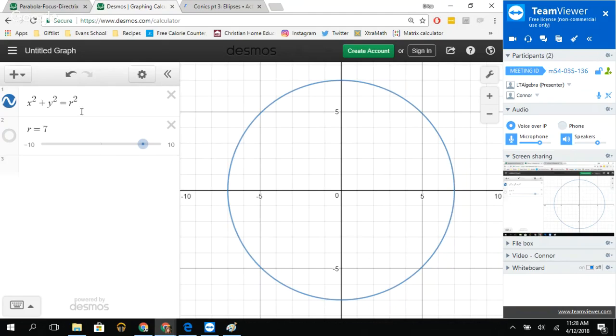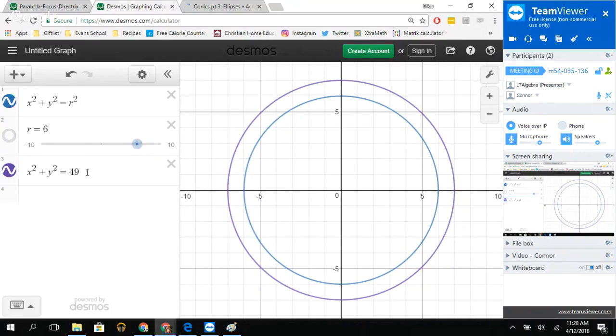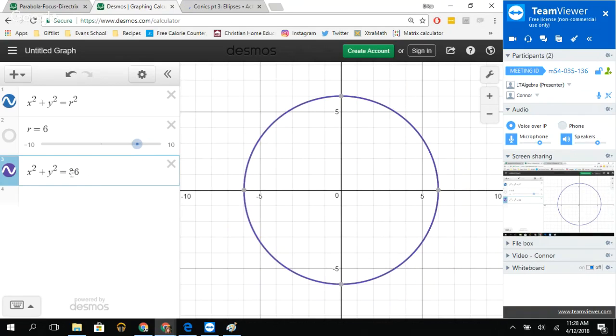So this is the standard equation. My equation would actually look like x squared plus y squared equals 49. Not minus, equals 49, because it's radius squared. So if your radius is 7, your equation is going to be the square of the radius. If my radius was 6, then my equation would be x squared plus y squared equals 6 squared, which is 36. That's kind of the biggest thing with circles.